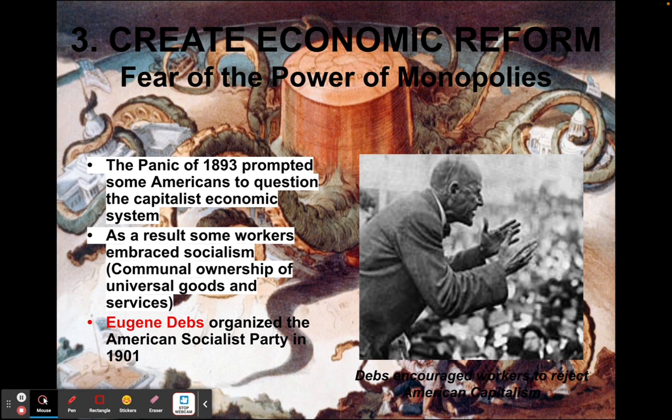So social programs today would be like public education, right? That's a social good that all of us are responsible for. You can also think about welfare as a social good, something that the government owns and organizes and is offered to the people as a service. Eugene Debs will organize the first American Socialist Party, but just like many major third parties in the United States, it will not have great success.